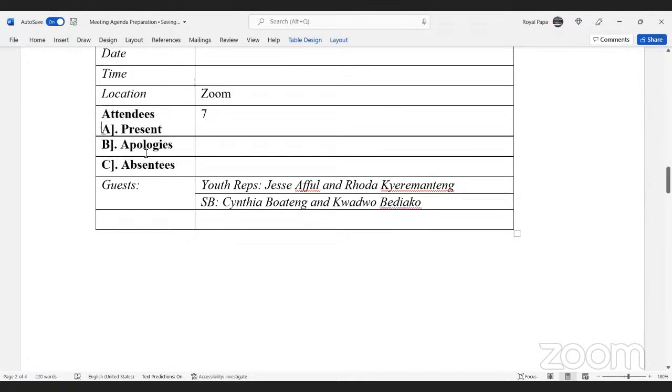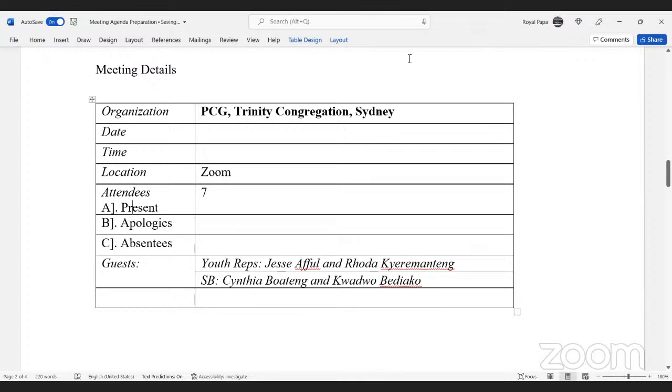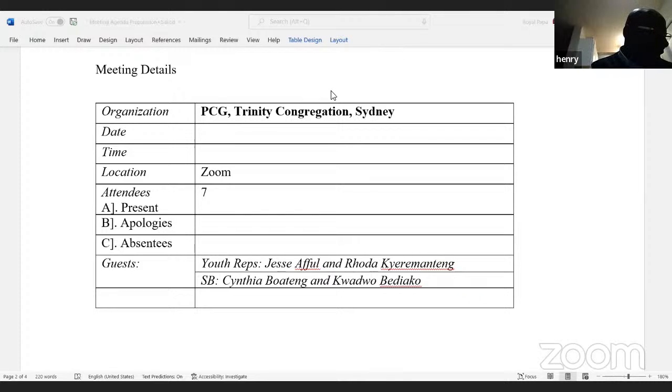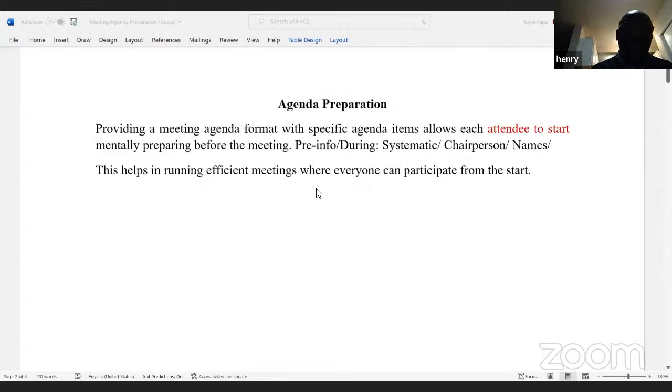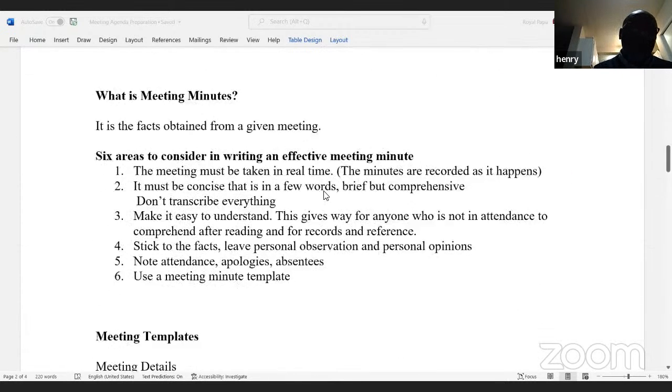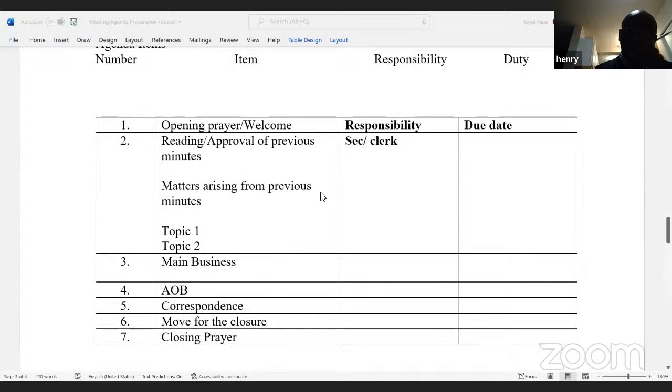Any other questions, please? Yes. On the opening prayer and welcome, we were talking about amendment. Where does the amendment fit, please?